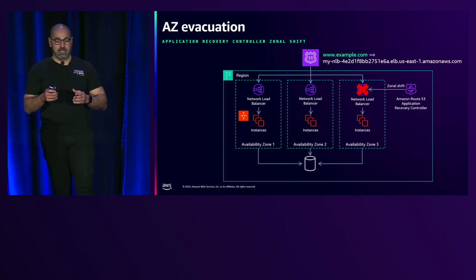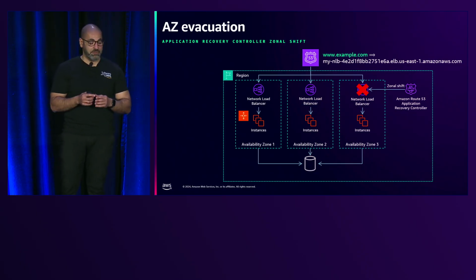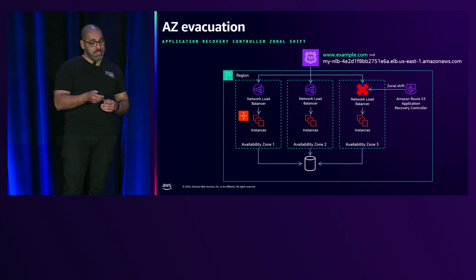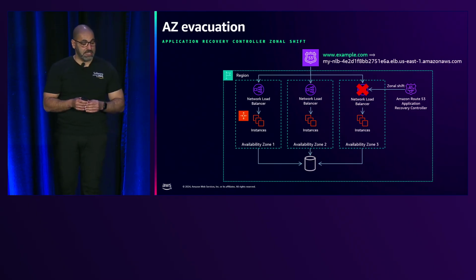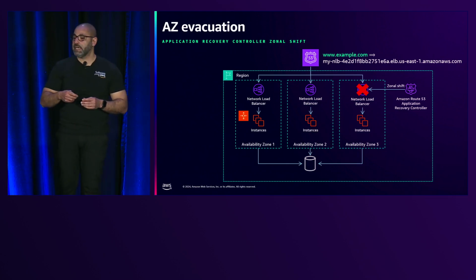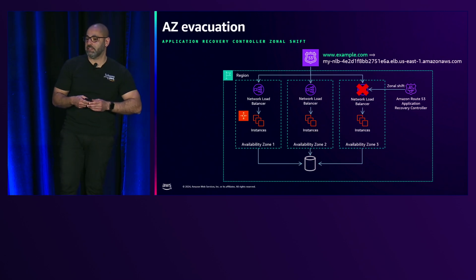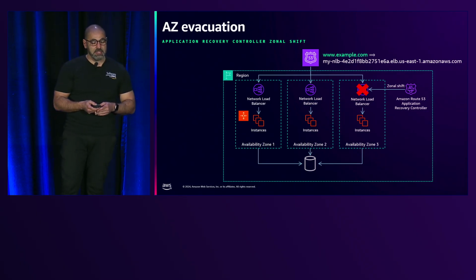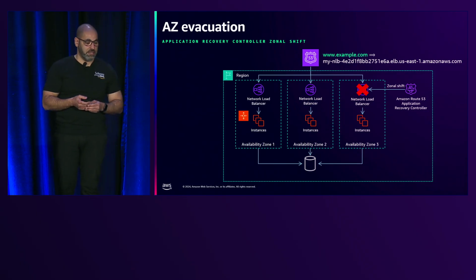And with zonal shift, you can turn it on and off as you see fit, to bring AZs back into the pool or remove them out. So in this case, if AZ3 has an impairment, you could easily just apply zonal shift, take it out of service, and you have the other two AZs that work and can function. This is the simplest and lowest cost option that AWS offers.